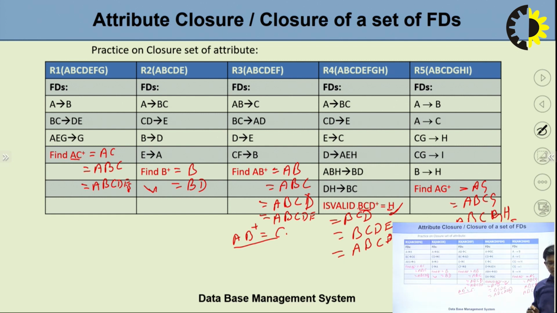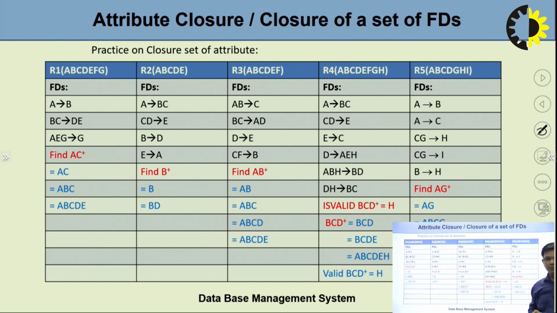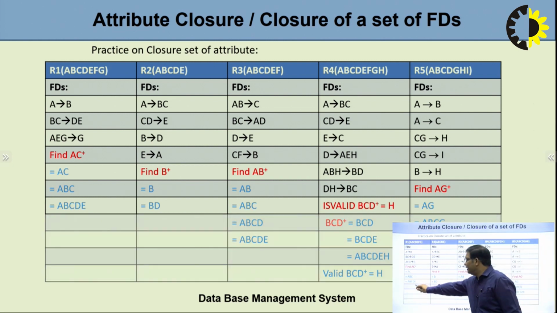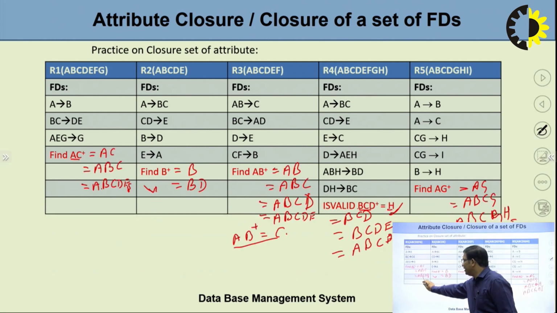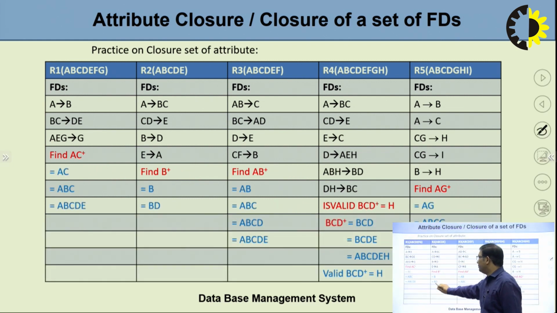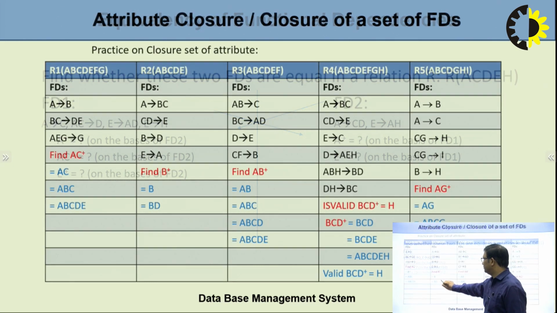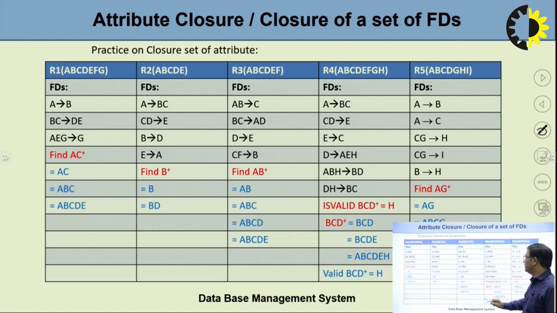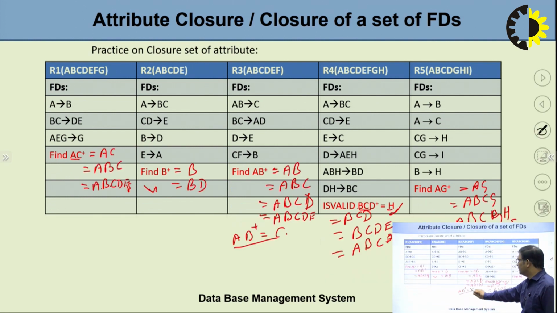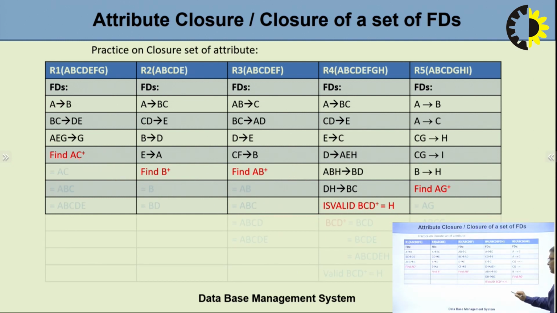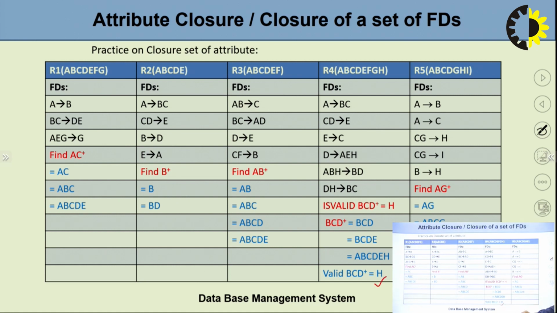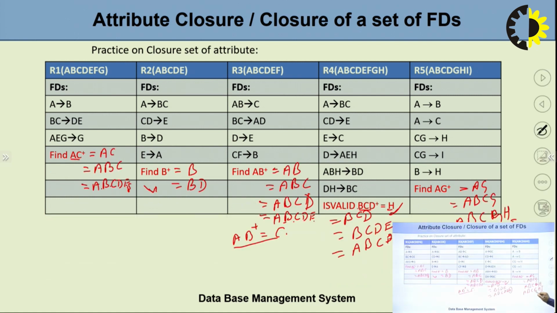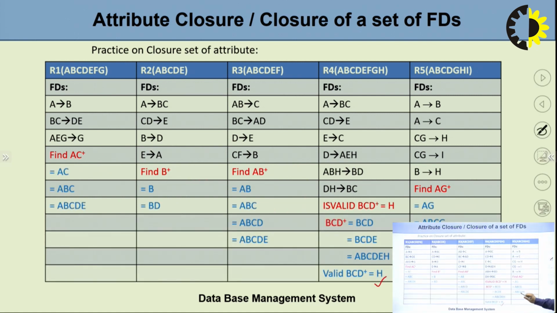Okay? So let's check the answers. A, B, C, D, E. Yes, we can find A, B, C, D, E. BD. Yes, we have found BD. Okay? A, B, C, D, E. Yes, it is valid. Next, A, B, C, G, H, I. So this is the final.